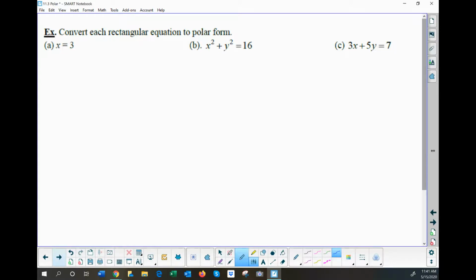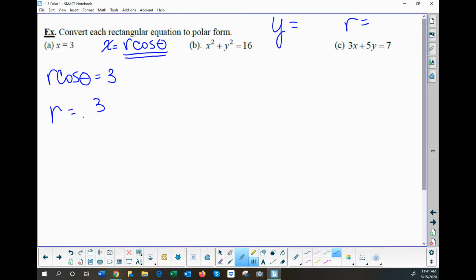Next up, let's convert rectangular equations to polar form. So, x. What do I know about x? Well, I know that x is equal to r cosine of theta. So I'm going to replace x with this. So that's going to mean r cosine theta equals 3. Just like in rectangular, we like y equals. In polar, we like r equals. So let's solve for r. We get 3 divided by cosine of theta.